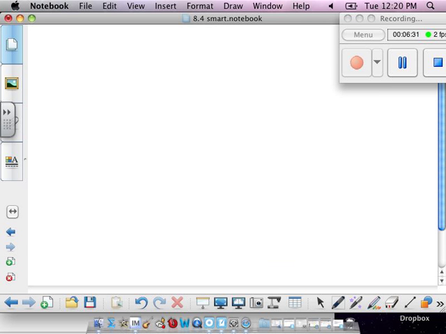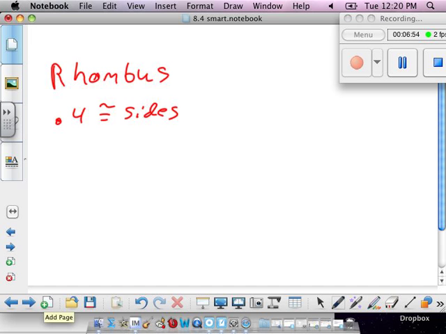So we're going to look at example 3. Can you tell me what is special about a rhombus? So if we look at the other side of the paper, what's special about a rhombus? Yes, Shane? 4 congruent sides. 4 congruent sides. Okay, what else? What else is special about a rhombus?